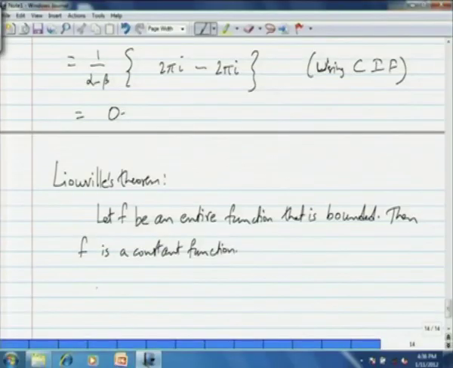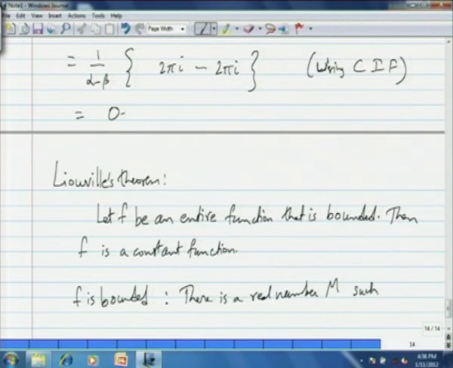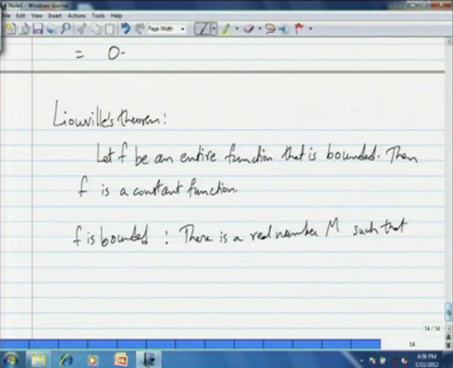Okay. So, let me write that down, recall f is bounded means that there is a real number capital M, greater than or equal to 0 of course, such that modulus of f of z is less than or equal to M for all z belongs to C. In this case C. So, normally speaking z belongs to the domain of f. Okay, that is what f is bounded means.